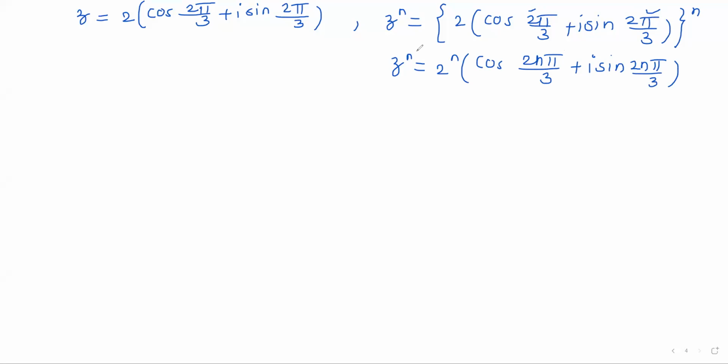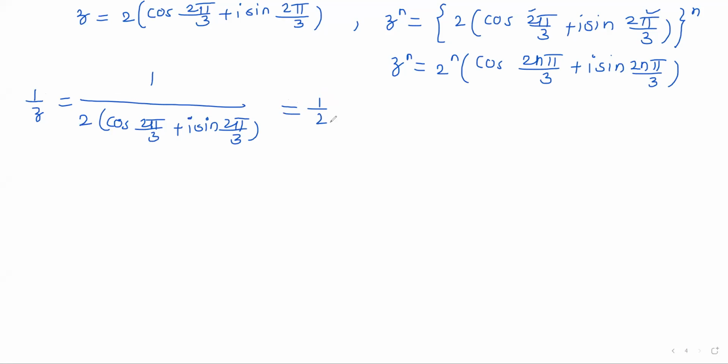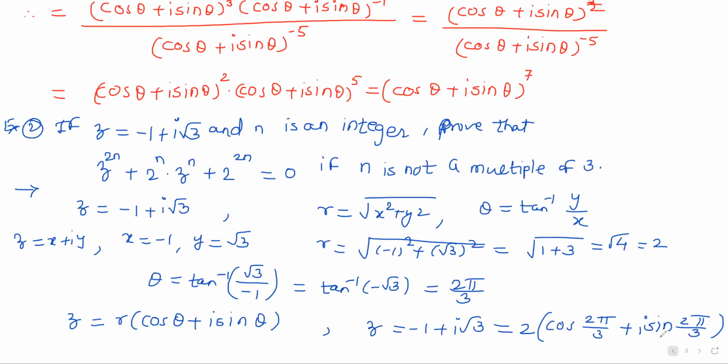Similarly, you want 1 upon z, right? Simplify this. What will be 1 upon z if z is this? Just the sign of this quantity will become minus, right? And therefore we have this as 1 upon z. This will become 1 upon 2 into cos of 2 pi by 3 plus i into sine of 2 pi by 3. I have just written z in the denominator. But we all know that 1 upon 2 will be as it is, but this quantity, after simplifying, will become cos of 2 pi by 3 minus i into sine of 2 pi by 3, using this corollary. Which one? This one.